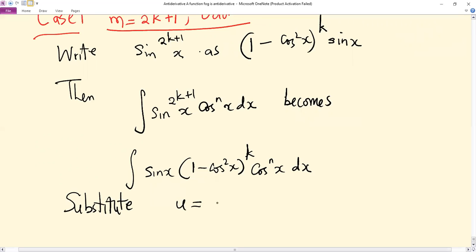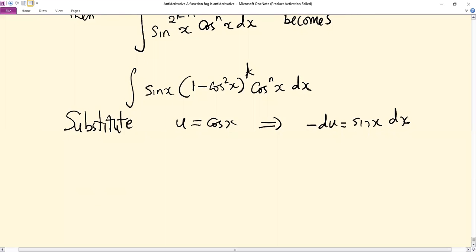u equals cos of x, which means that negative du is the same as sine x dx. So this part and this part will now be brought together, and they will be interpreted as negative du. And therefore the integrand will change purely in terms of cosines, where the cosines will be replaced by u. So we then use the power rule to evaluate that. We'll see a specific example on that.